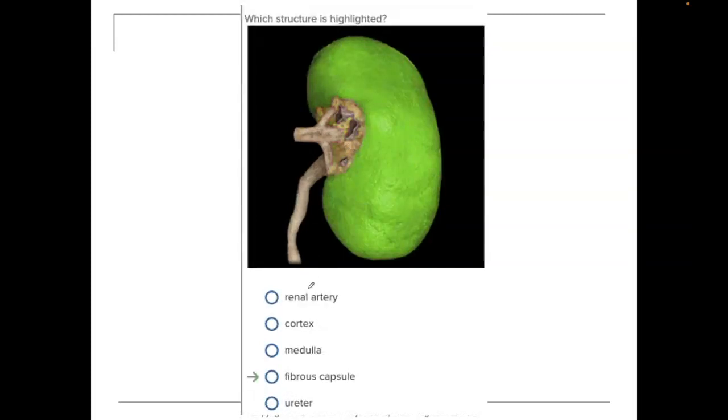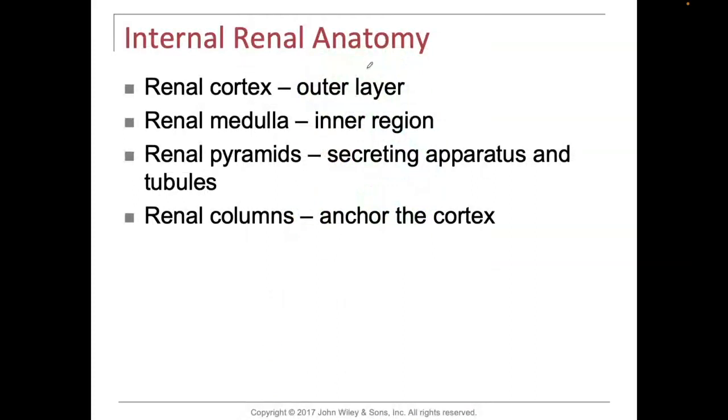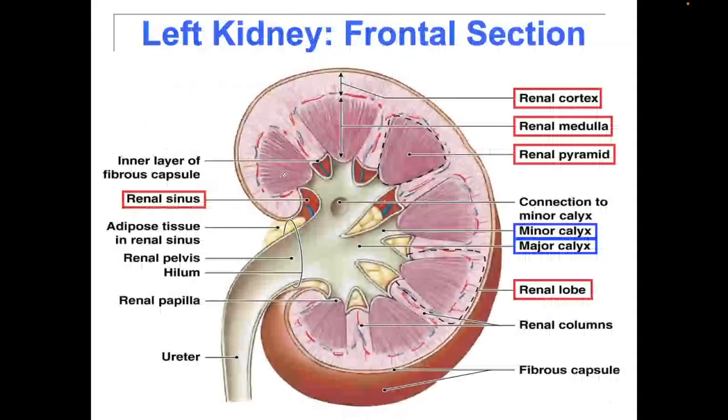Okay, it can't be the renal artery. The renal cortex, well, you have to have a cross section to see the renal cortex, and we need a cross section for the renal medulla. We know it's not the ureter because that's the ureter. This is the fibrous capsule. Let's review the renal cortex, the renal medulla, the renal pyramids, the renal columns.